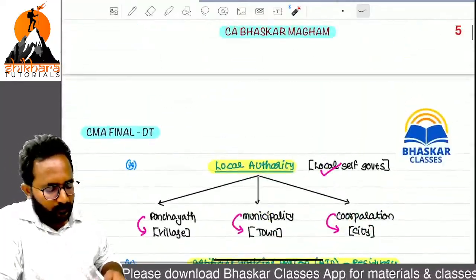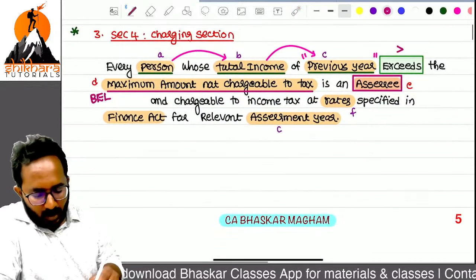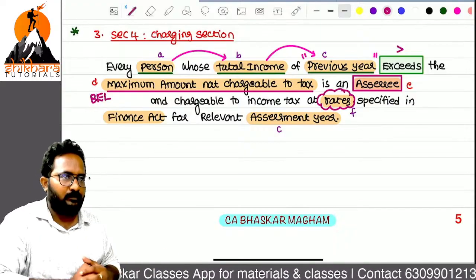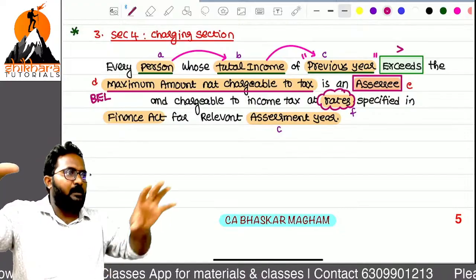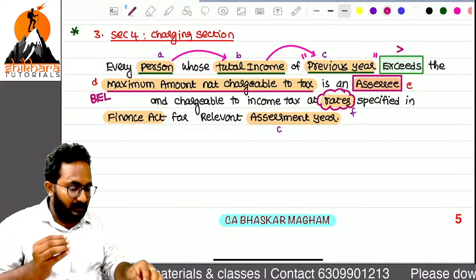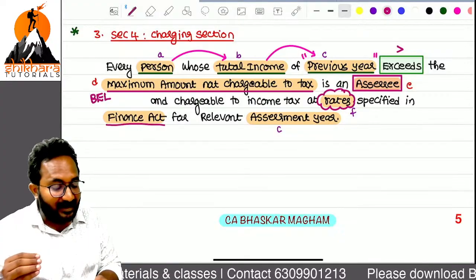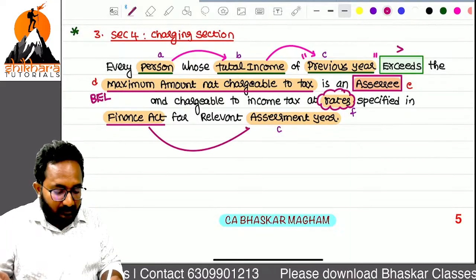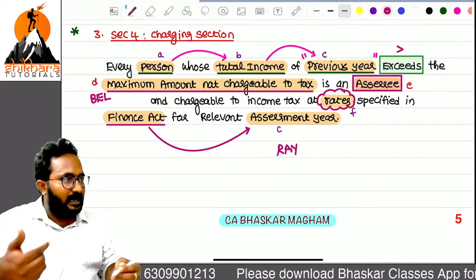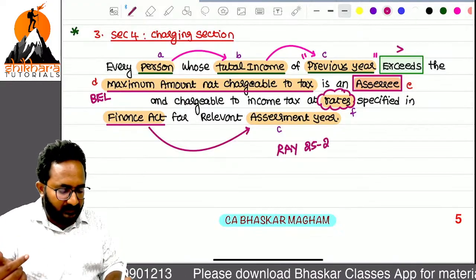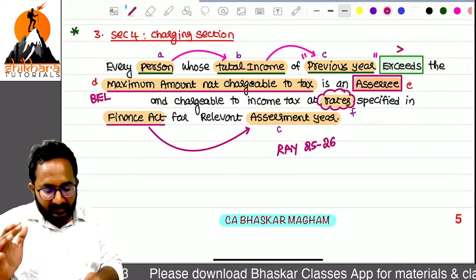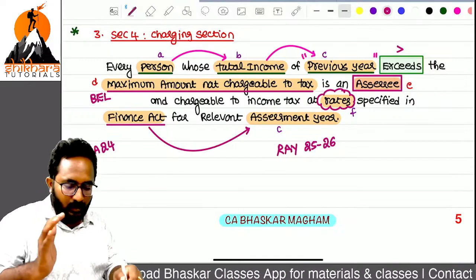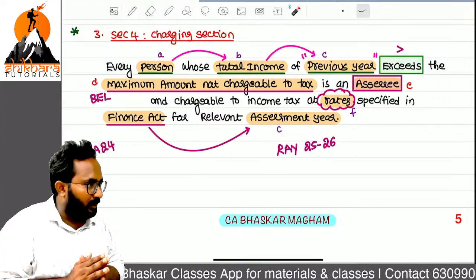Now, sir, if you are an assessee, you are required to pay the tax by using the tax rates. Sir, how to pay the tax? On total income, please apply what? Tax rates. Sir, these tax rates are specified in the Finance Act. I think you know what we mean by the Finance Act. For the relevant assessment year, can you tell me what is the relevant assessment year for our attempt? Assessment year 25-26. For this assessment year, what is the relevant Finance Act? Finance Act 2024. You have to follow those rates for calculation of the tax liability.